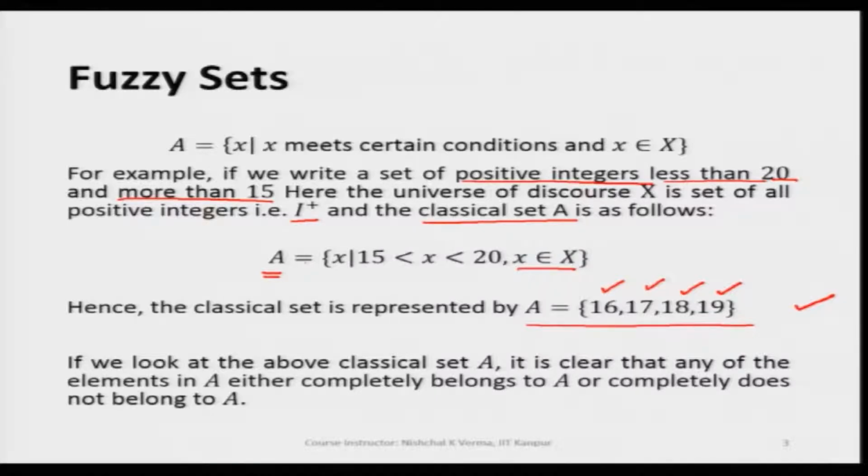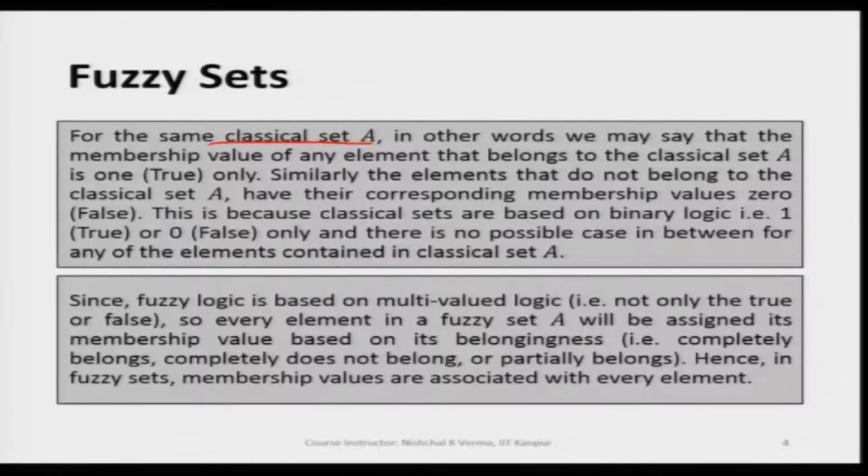Membership value of 17 is 100%, membership value of 18 is 100%, membership value of 19 is 100%. But all these membership values are not written in the classical sets, because it is understood that they are completely present.